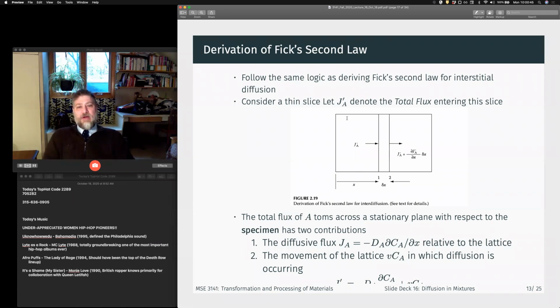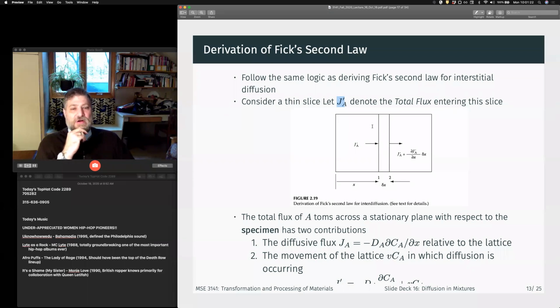But anyway, the logic to derive this is exactly the same as we did for Fick's second law for diffusion. The difference here is we're talking about a total flux term. And what I mean by the total flux term is that this total flux includes both the diffusive transport of A across the lattice planes, but also the transport of the lattice planes through this section.